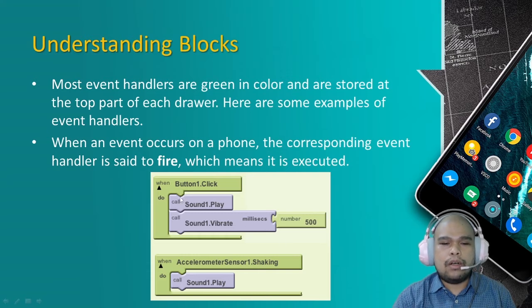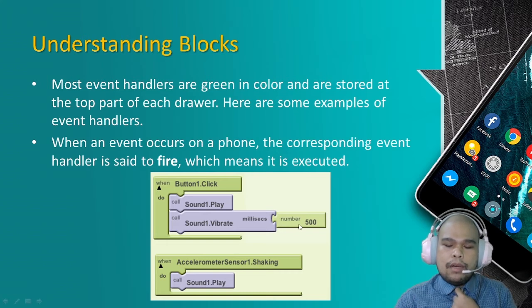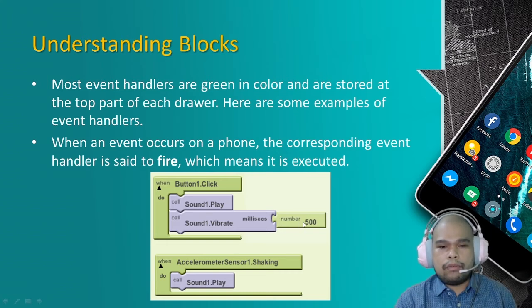So, it says here, call sound1.play. It will call this object, sound1, then play it. That is the first thing it will execute. The second it will execute is sound1.vibrate. It will vibrate now. Then, we'll be defining the number of milliseconds here. So, for example, it will be providing 500 milliseconds for the duration of the vibration.